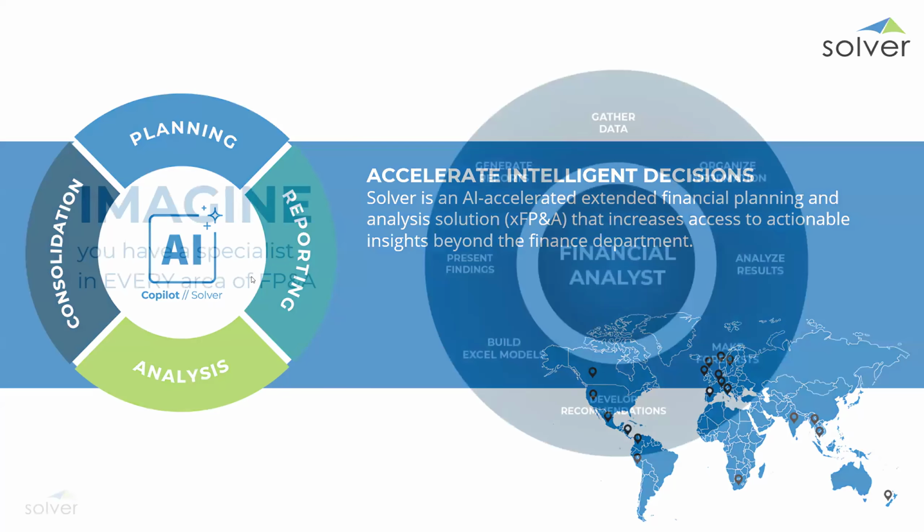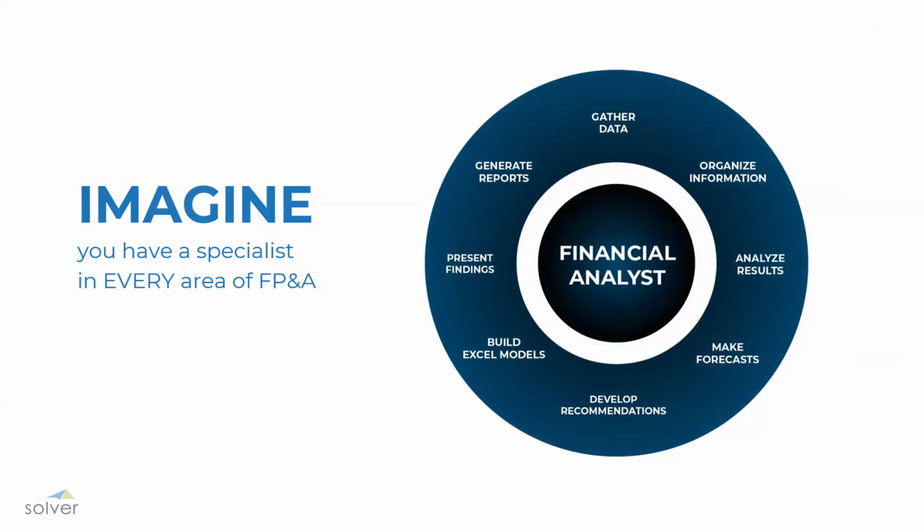Now, imagine with me, if you have a specialist in every area of FP&A, that would be our dream, right? Someone to gather the data for us, organize it, then analyze the results, make forecasts, develop recommendations around those, then help us build that into a model that can be repeatable, present findings, and generate reports for board meeting, executive meetings, and making decisions. If we had all that help, how do you think that will help you and your organization make faster and more intelligent decisions?